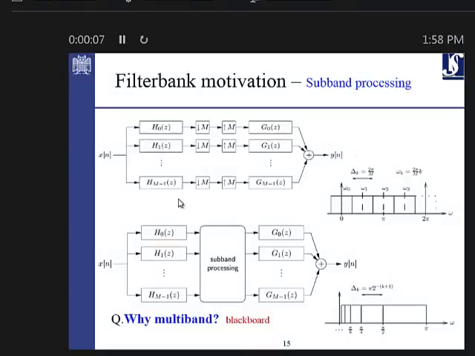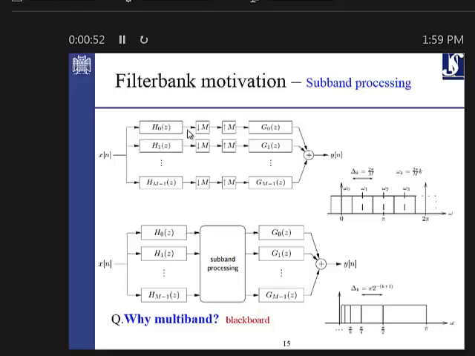There are different ways to divide the spectrum, but the general structure of every subband processing or filter bank would look like this. We have the signal x of n. We pass the signal over a division in the frequency, so every filter occupies part of the frequency spectrum. If we have M branches, then we have M filters, H0 to HM-1, and each filter takes part of the spectrum.